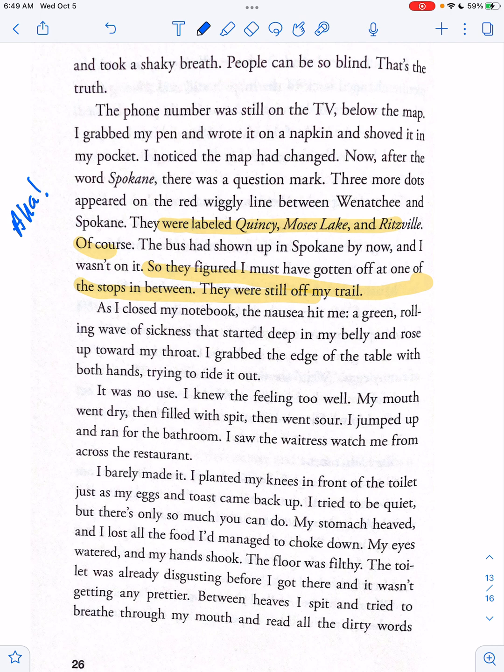As I closed my notebook, the nausea hit me. A green rolling wave of sickness that started deep in my belly and rose up toward my throat. I grabbed the edge of the table with both hands, trying to wait it out.